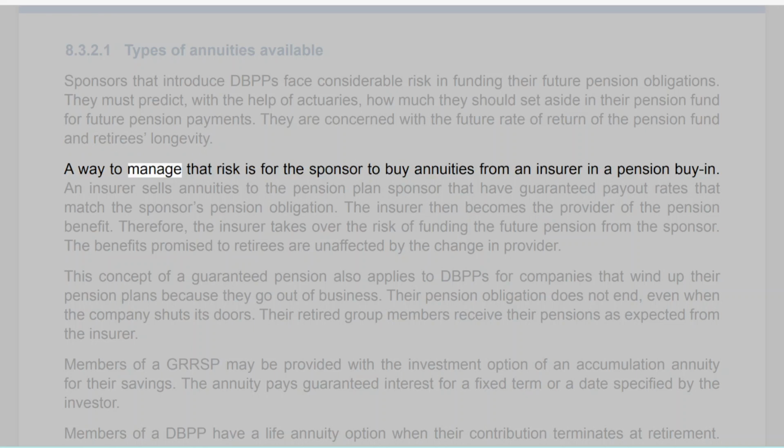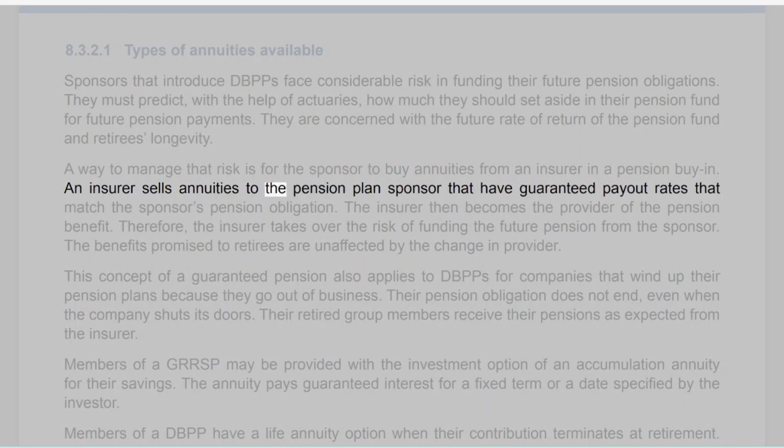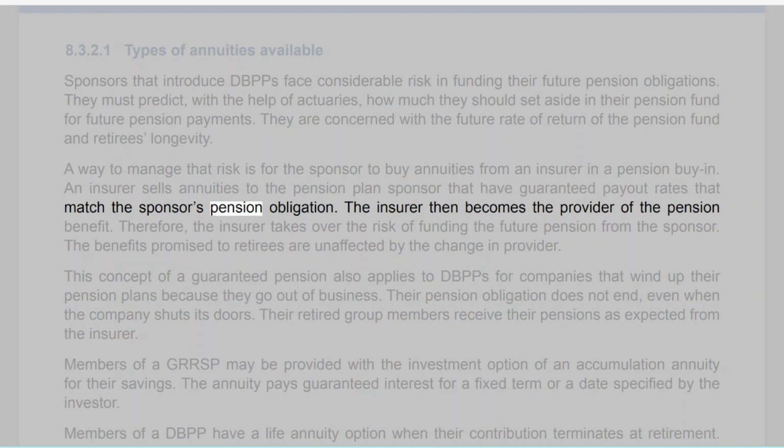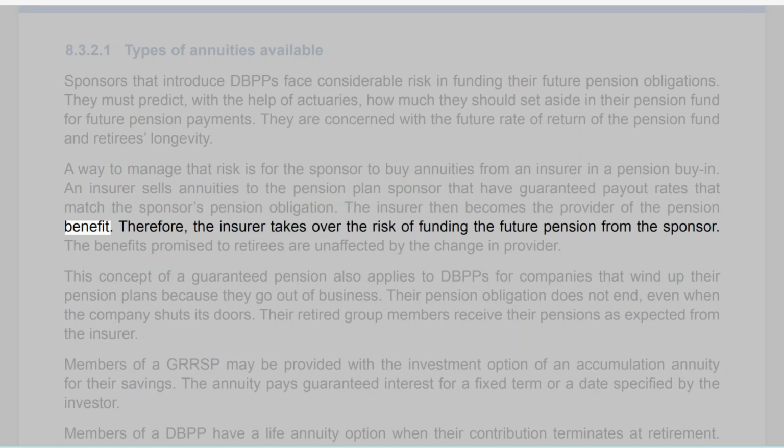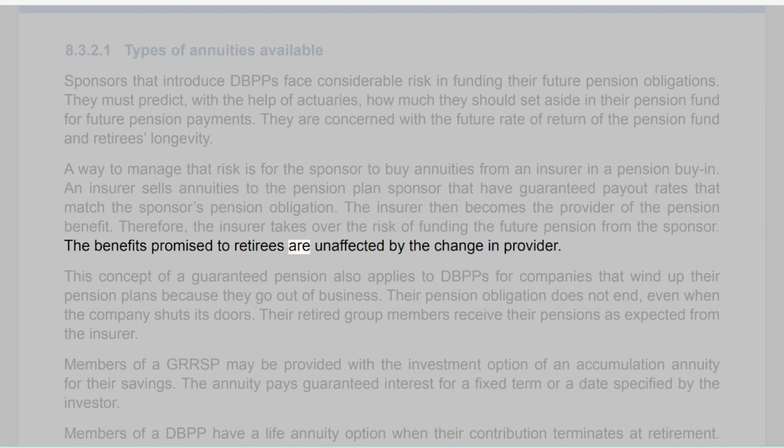A way to manage that risk is for the sponsor to buy annuities from an insurer in a pension buy-in. An insurer sells annuities to the pension plan sponsor that have guaranteed payout rates that match the sponsor's pension obligation. The insurer then becomes the provider of the pension benefit. Therefore, the insurer takes over the risk of funding the future pension from the sponsor. The benefits promised to retirees are unaffected by the change in provider.